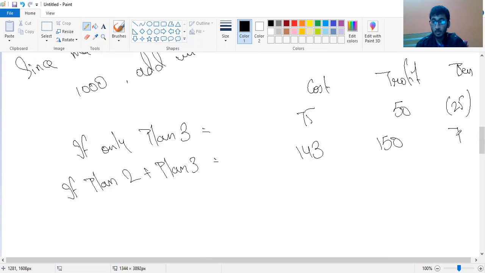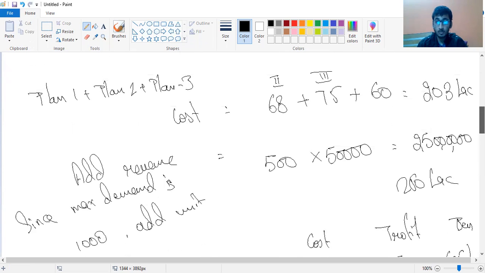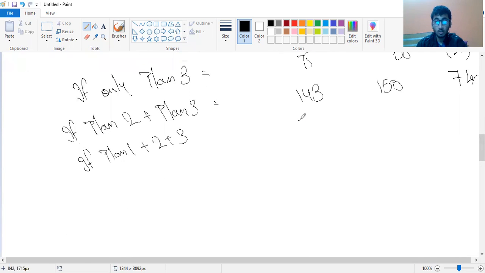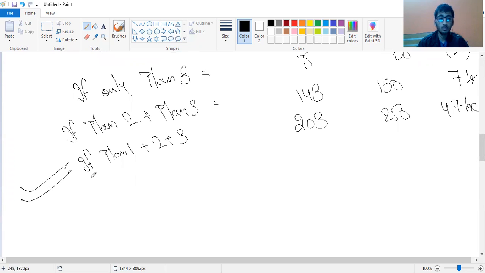So how much additional am I earning? 7 lakh. But if I go with plan 1 plus 2 plus 3, how much am I earning? I can say it costs me 203, but I'm earning 250. So I'm earning an additional 47 lakh. So which one is most beneficial? I can say this option, plan 1 plus plan 2 plus plan 3.